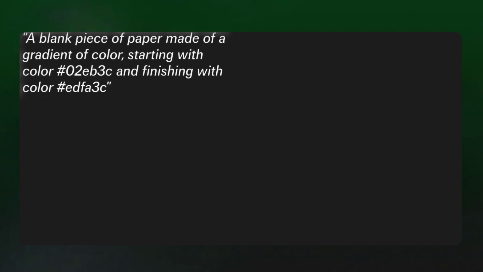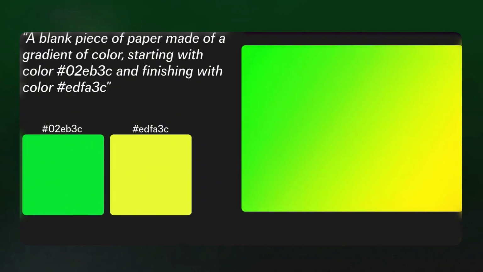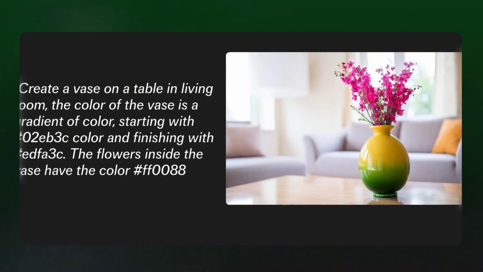Finally, Flux 2 excels at controlled prompting for colors and allows the use of hex codes to describe color palettes. So in this simple example, I've said a blank piece of paper made of a gradient of color, starting with this color and finishing with this other color. Now here's what the colors look like, and here's the result of this prompt. This can be extended to color virtually any object in a super controlled manner, and it's the first time we've been able to do this with just a text prompt.